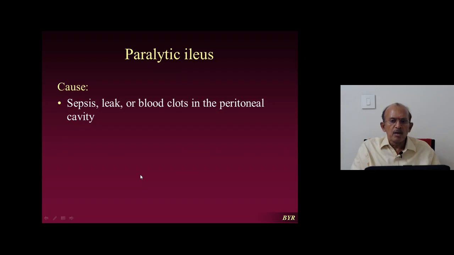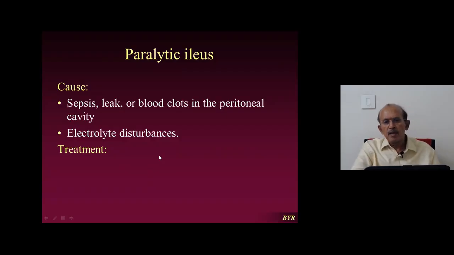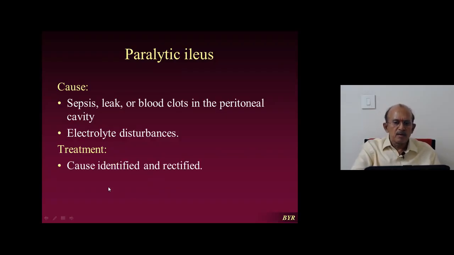During surgery, you may have caused some bleeding from the gut while you are suturing or while you are doing dissection. And all that blood must be evacuated from the peritoneal cavity. If you leave behind those blood clots in the peritoneal cavity, they will cause the paralytic ileus. The paralytic ileus can also be due to electrolyte disturbance. Already I told you about hypokalemia and hyperkalemia. Treatment: the cause identified and rectified. Till that time, drip and suction, that means intravenous fluids and nasogastric aspiration.